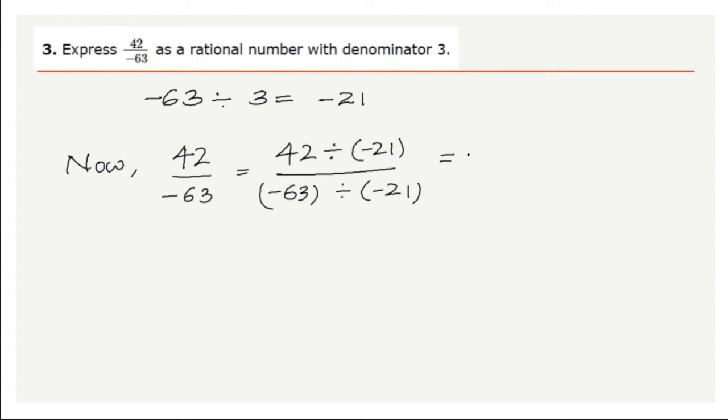When negative 21 is multiplied with negative 2, we get positive 42. When negative 21 is multiplied by 3, we get negative 63. Therefore, when the given rational number is divided by negative 21, we get the denominator as 3 and the numerator will be negative 2.